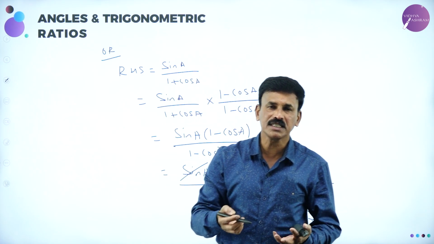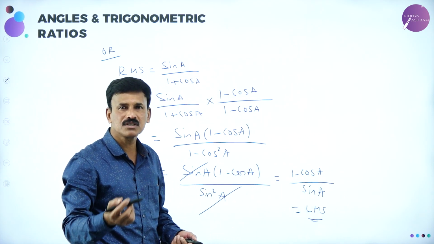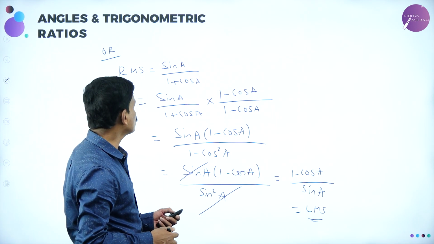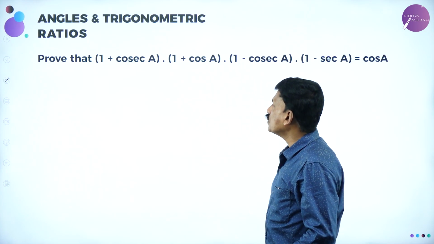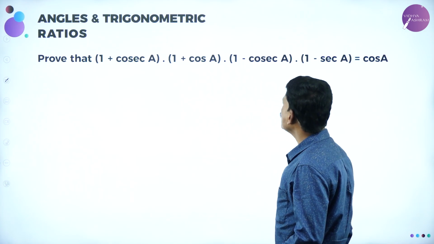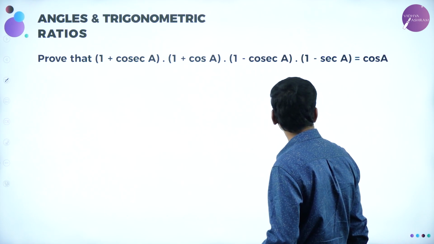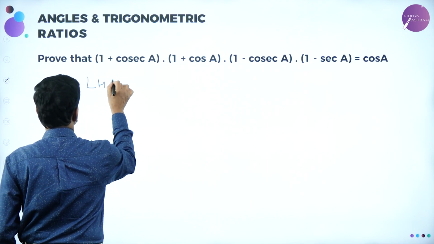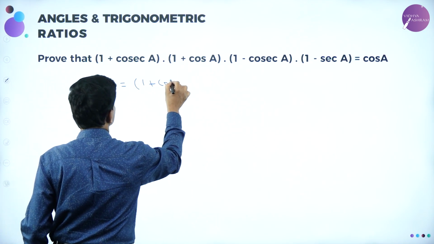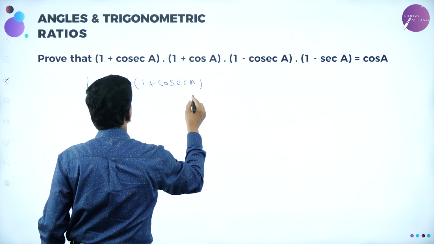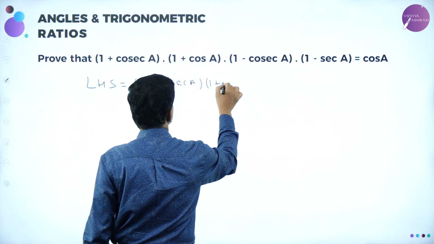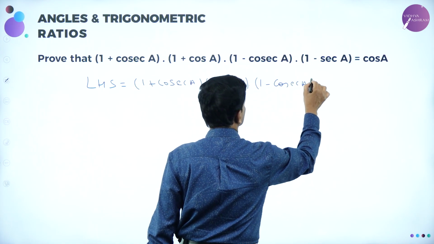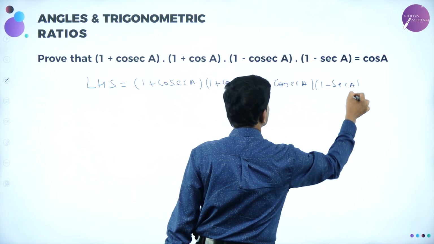Hope you followed. Either take LHS and simplify, you will get RHS, or you can take RHS and simplify, you will get the LHS. Very easy problem. Now move on to the next problem. What is the next problem? Prove that 1 plus cosecant A into 1 plus cos A into 1 minus cosecant A into 1 minus secant A is equal to cos A. Now let us take LHS for this. LHS: 1 plus cosecant A into 1 plus cos A into 1 minus cosecant A into 1 minus secant A.